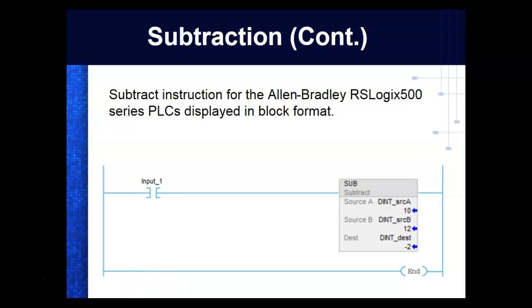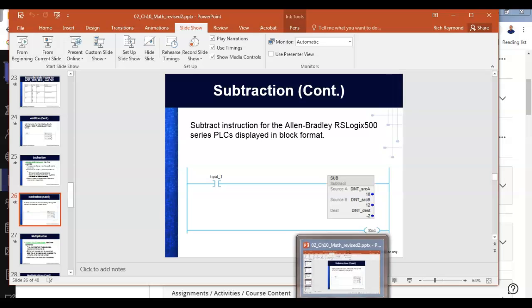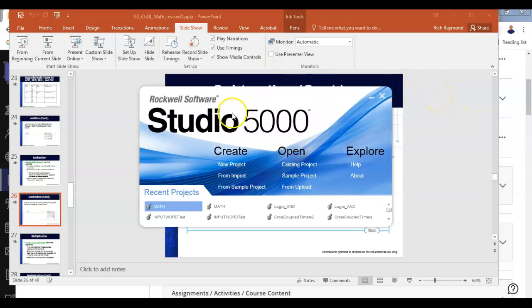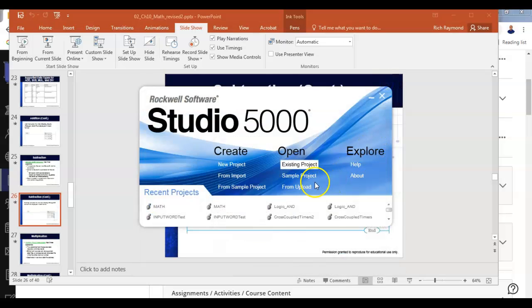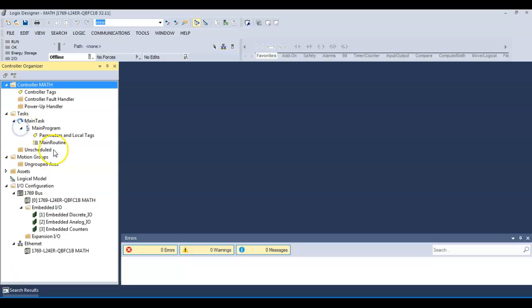So what we'll... I thought I had it open yet. One of the programs that you'll use.